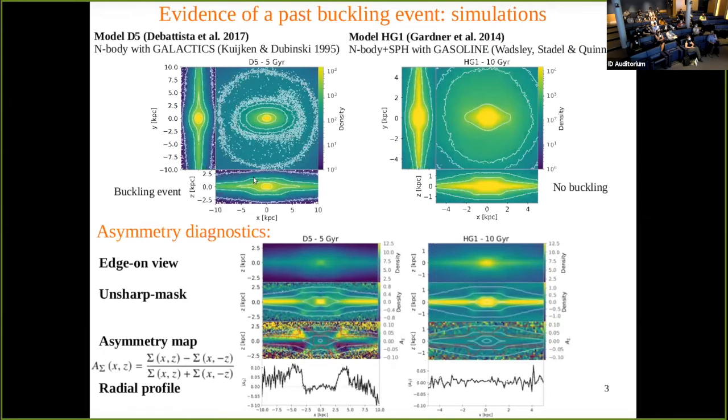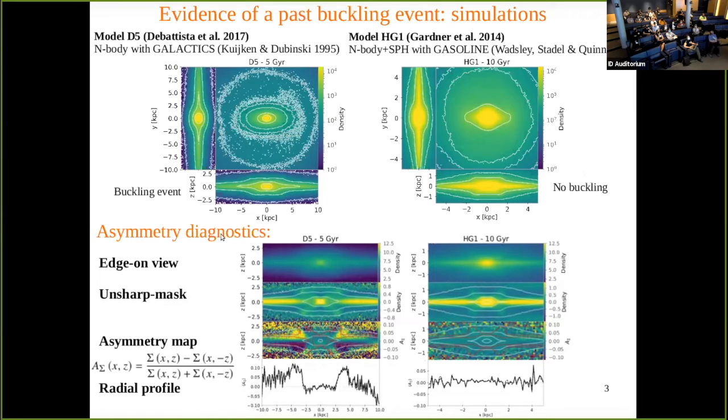We have model D5, which is a pure N-body simulation where the bar suffers a buckling event and develops a BP bulge, which looks already a little bit asymmetric with respect to the midplane when we observe the side-on, the edge-on view. And we have an SPH model, AG1, in which the bar appears and a BP bulge develops as well, but with no buckling event.